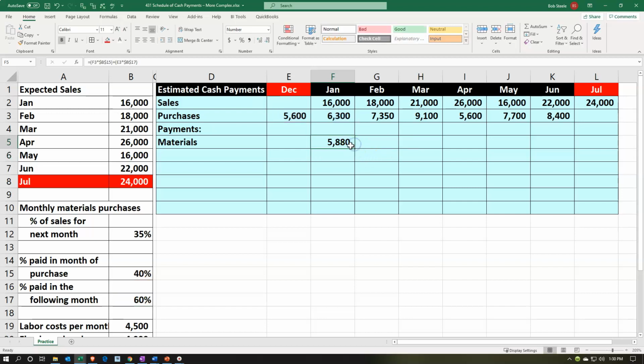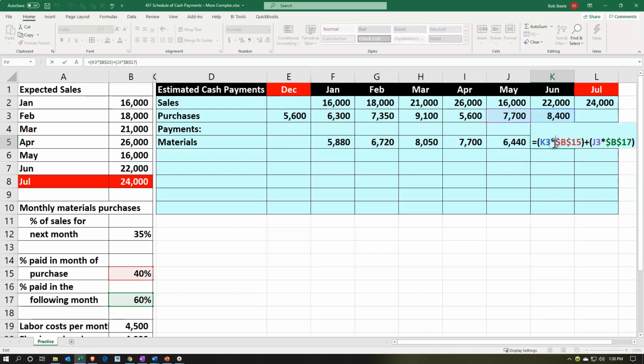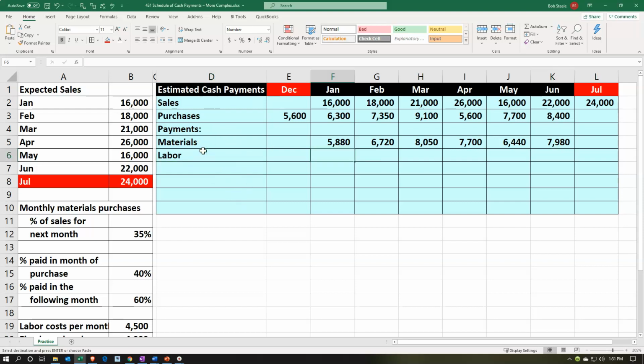Now I should be able to autofill and have it do this whole thing for us. Putting our cursor on the fill handle, dragging over to June. I'm not going to July because we only had that for the reference number. And then if I double click on June, it looks like it is doing what we want to do. So that looks good. And so we'll move on to the next one. So the next component should be much easier because the labor is just a given number.